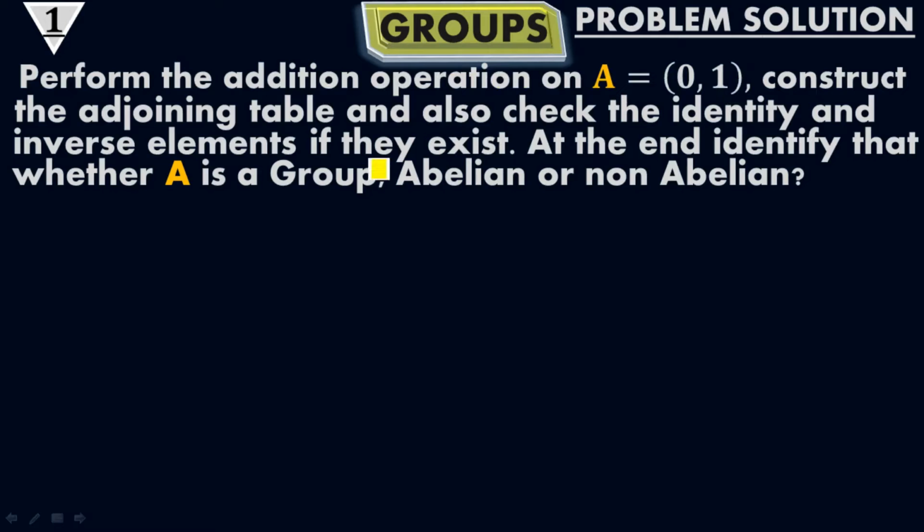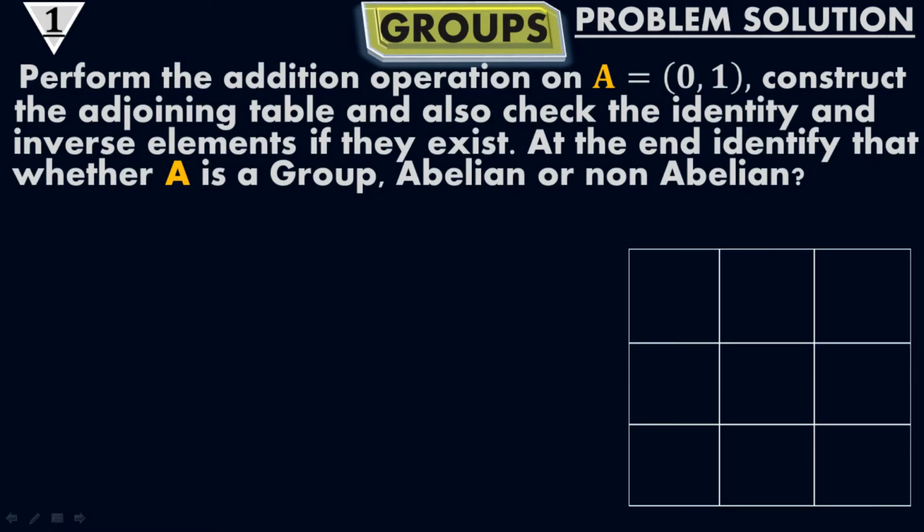First, to construct the adjoining table and then to check the identity and inverse elements if they exist. We will apply the identity and inverse laws to check the identity and inverse elements if they exist. It will happen after constructing the adjoining table. Finally, at the end, we are going to identify whether A is a group, abelian group, or non-abelian group. We need to find the category of set A, which is a non-empty set, whether it comes under the group category, or abelian category, or non-abelian.